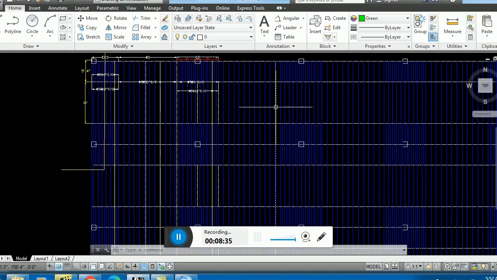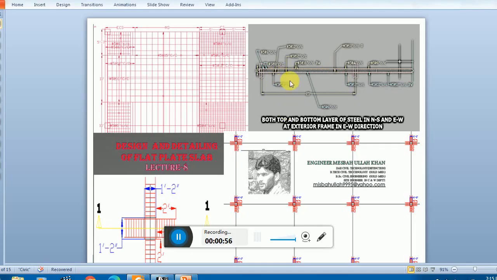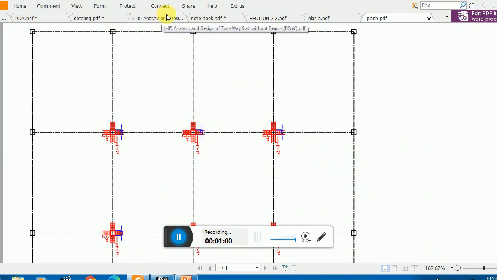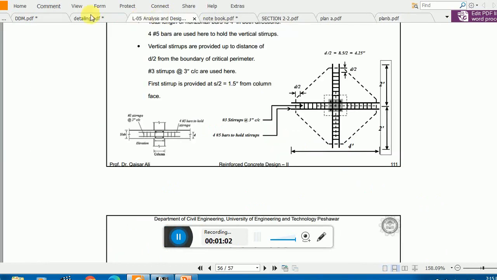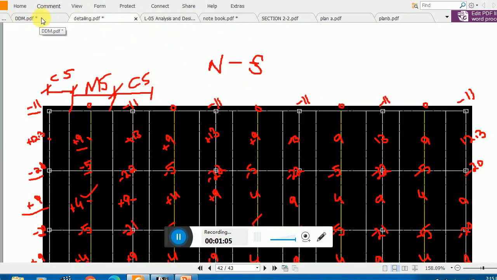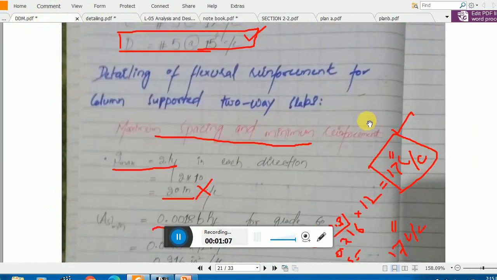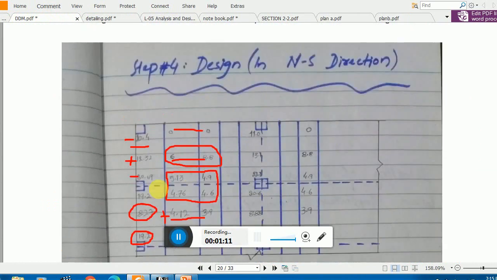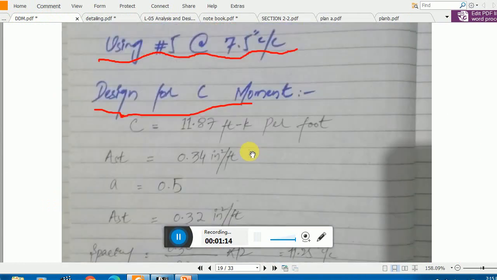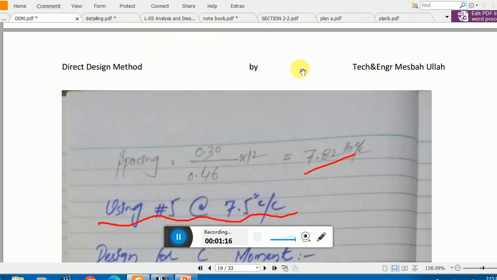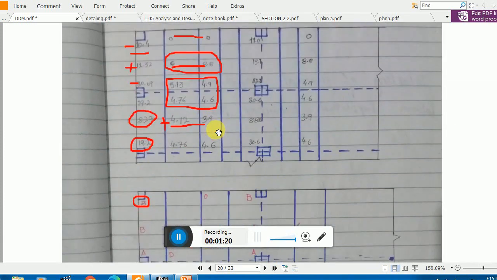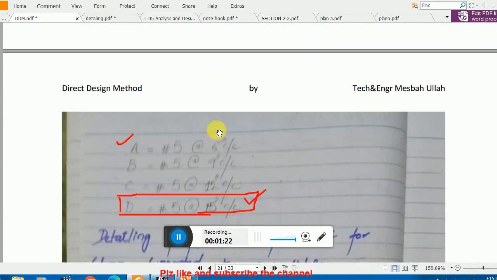Okay, so let's come to the main topic, and the cross section is prepared. So let us see what we have in this lecture. In the last lecture, that was lecture number 6, we designed for the moments which we got in lecture number 6. And you see all these steps. So please watch lecture number 6 to understand this lecture number 7.